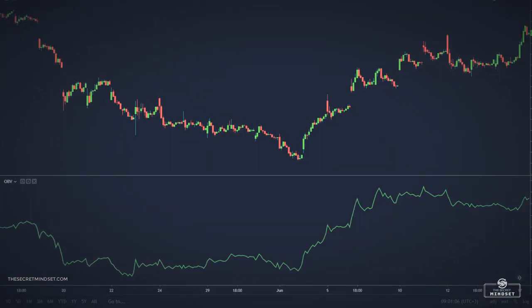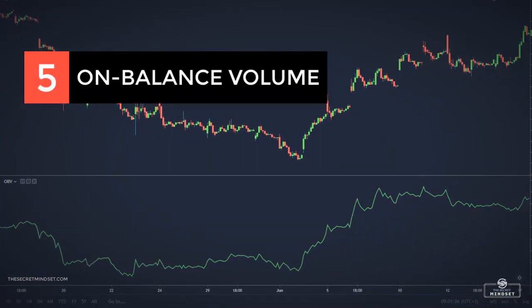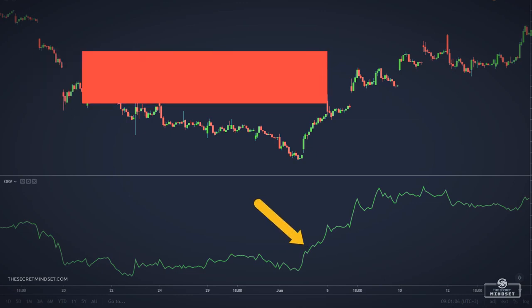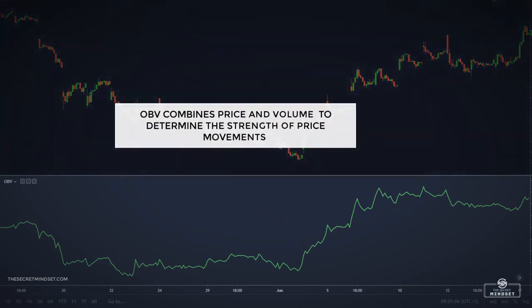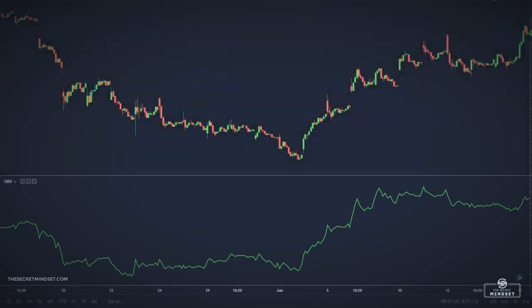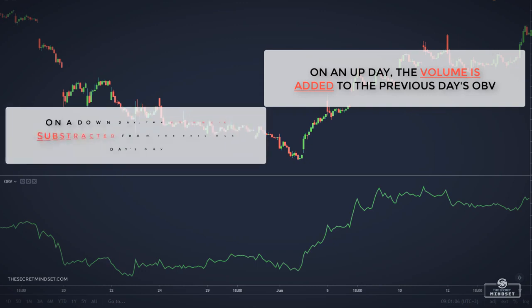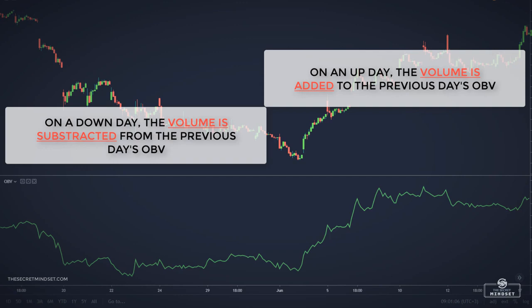The next indicator is a familiar one because I mentioned it in my past videos, and that's the on-balance volume. On-balance volume combines price and volume in an attempt to determine whether price movements are strong or are weak and lacking conviction. The on-balance volume has a simple calculation. On an up day, the volume is added to the previous day OBV.